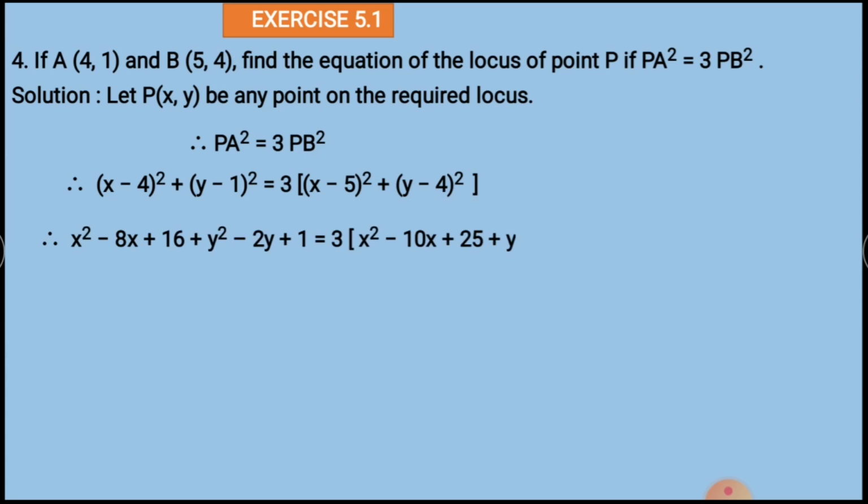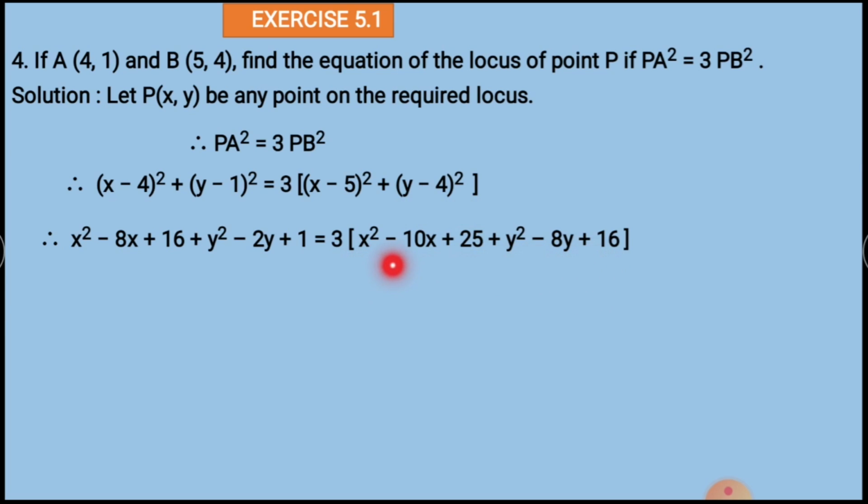So first we simplify all the brackets. So write for (x minus 4) bracket square as x square minus 8x plus 16. For (y minus 1) bracket square we write y square minus 2y plus 1. And in square bracket for right hand side we simplify this (x minus 5) bracket square as x square minus 10x plus 25, and this (y minus 4) bracket square as y square minus 8y plus 16.